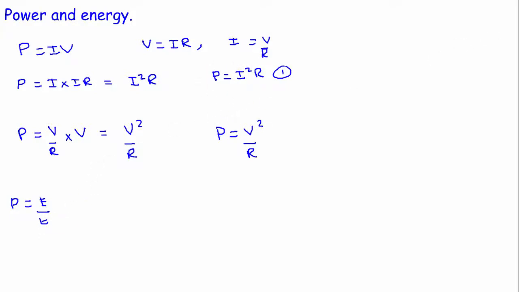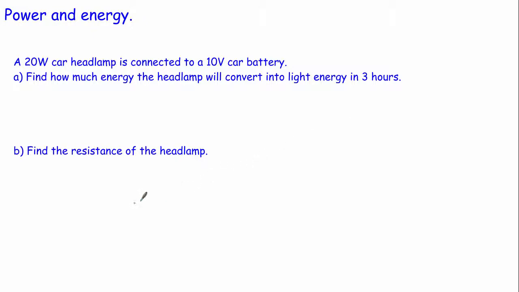So let's do a really simple example. I've got a 20 watt car headlamp. It's connected to a 10 volt car battery. Now this is a bit of a made up situation. Car batteries are normally 12 volts, but it'll show us how to use these equations. I want to know how much energy this headlamp converts into light in 3 hours. I don't know the current or the resistance, though I know the potential difference.